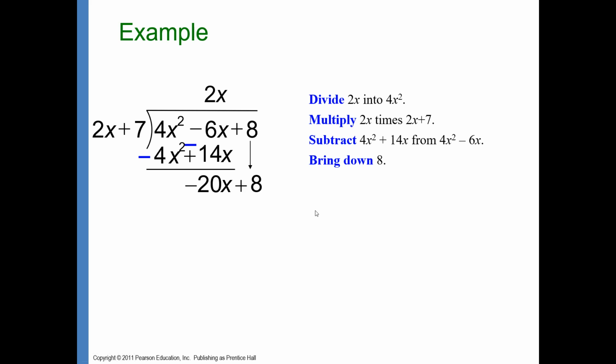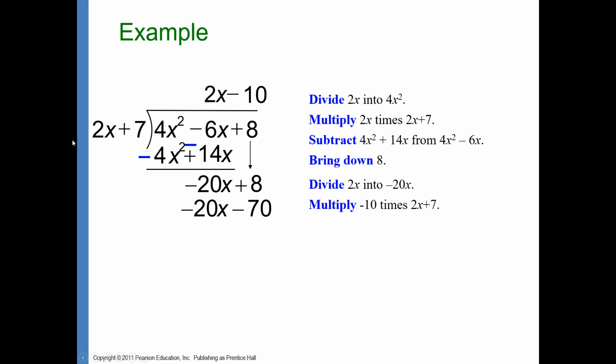Negative 10. Okay, because I'm dividing 2x into negative 20x. Good. And that gives me negative 10. So I multiply and then subtract. Okay. Distribute the negative 10. I subtract. And what am I left with? 78. Okay. So now what?